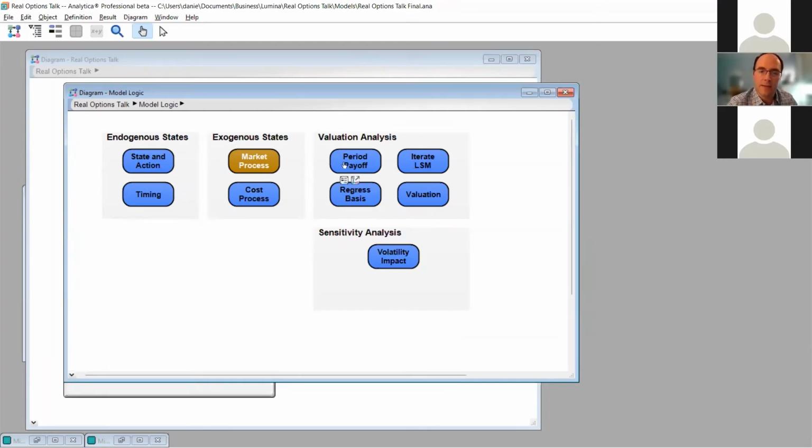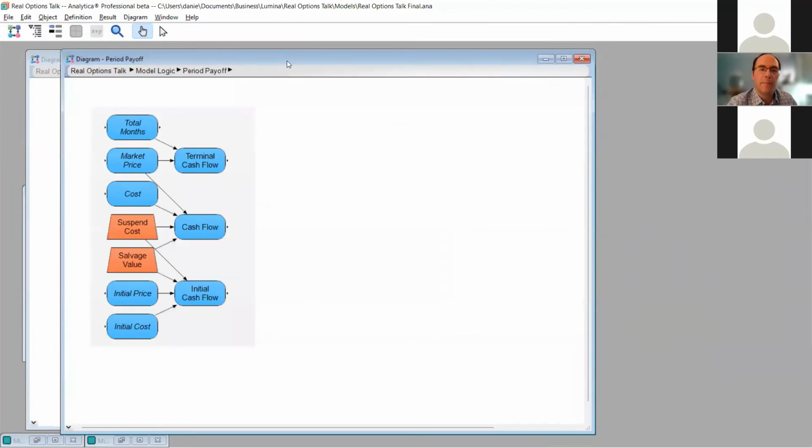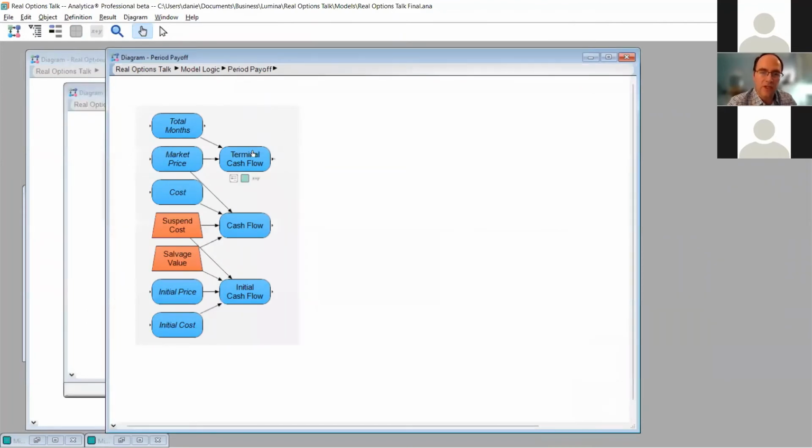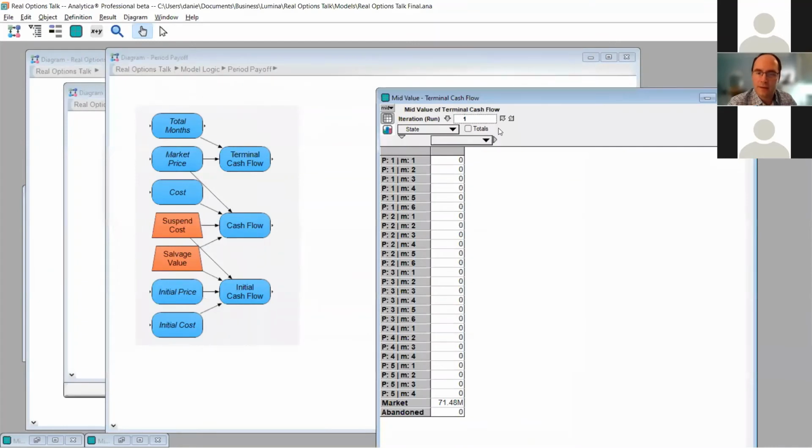Excuse me. So these are the cash flows in each state. Terminal cash flow, of course, in the first run, will only have a value at market. That is when we sell the property. That will be the terminal cash flow, and this is the beginning of the algorithm.